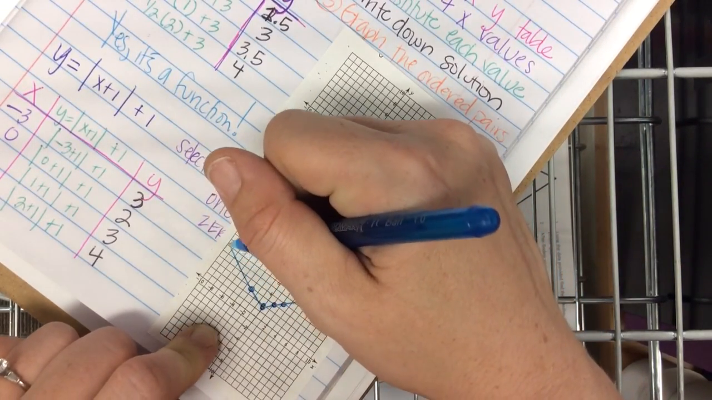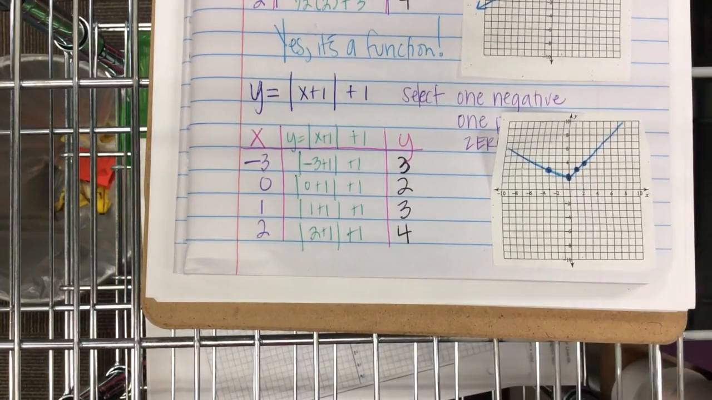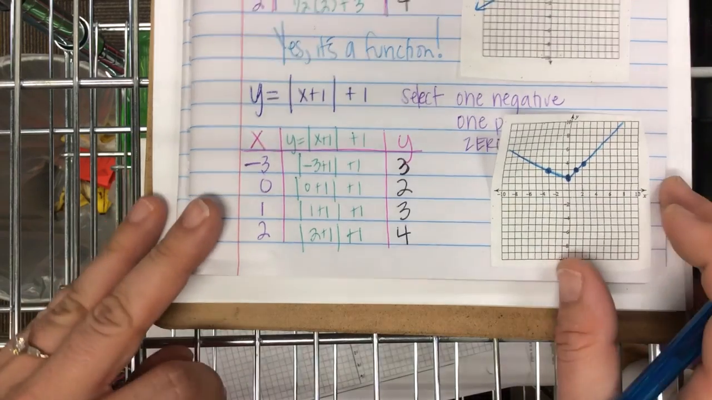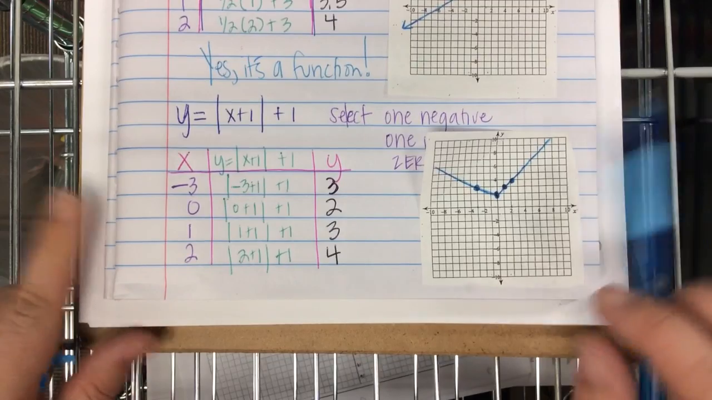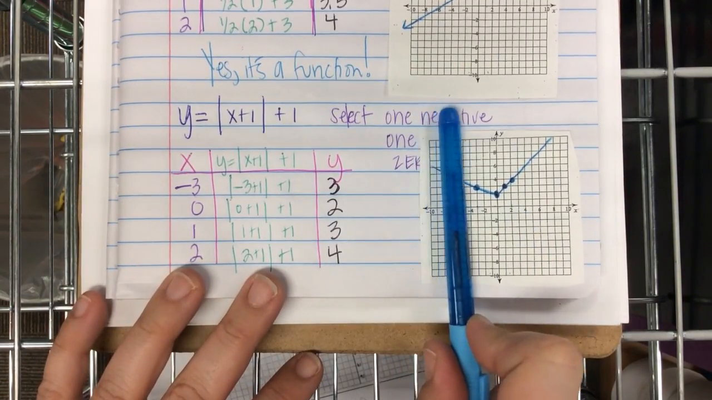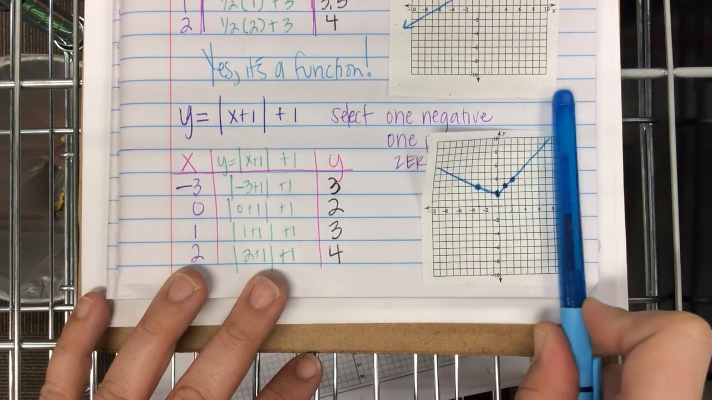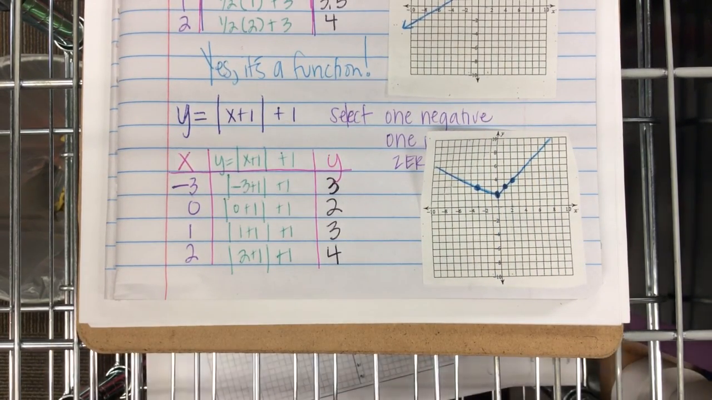This is the absolute value graph. Is this a function? It's not a line, it's not a linear function, but is this a function? Yes. We are done.